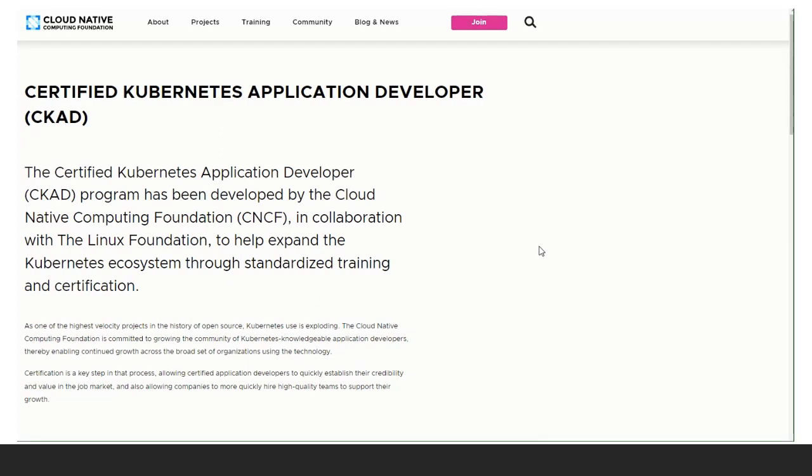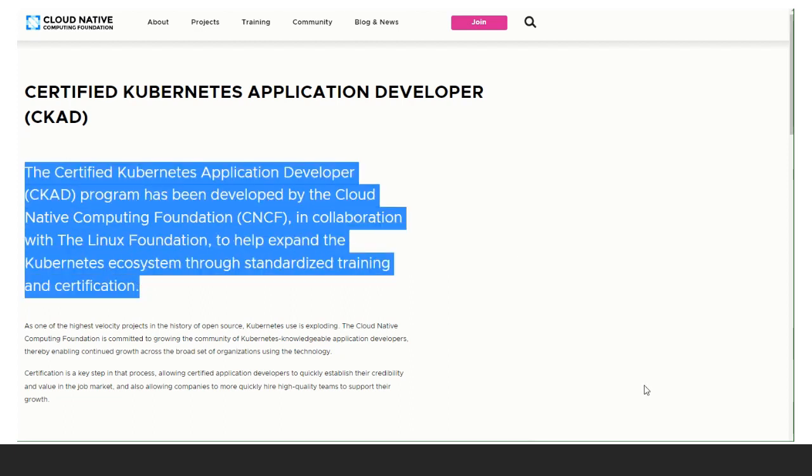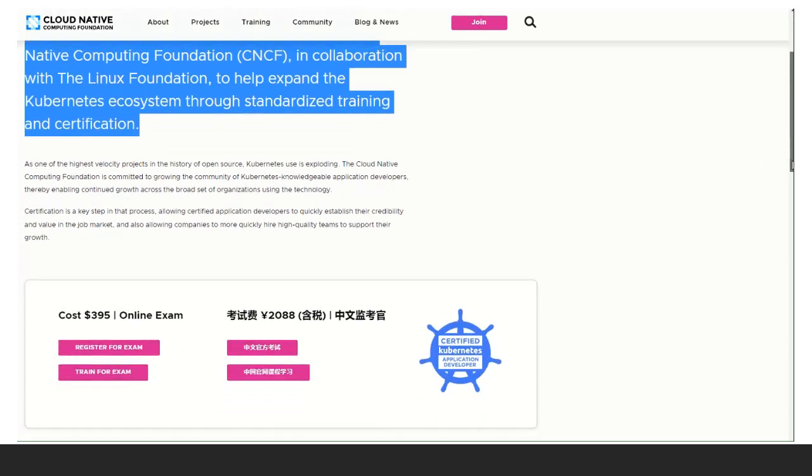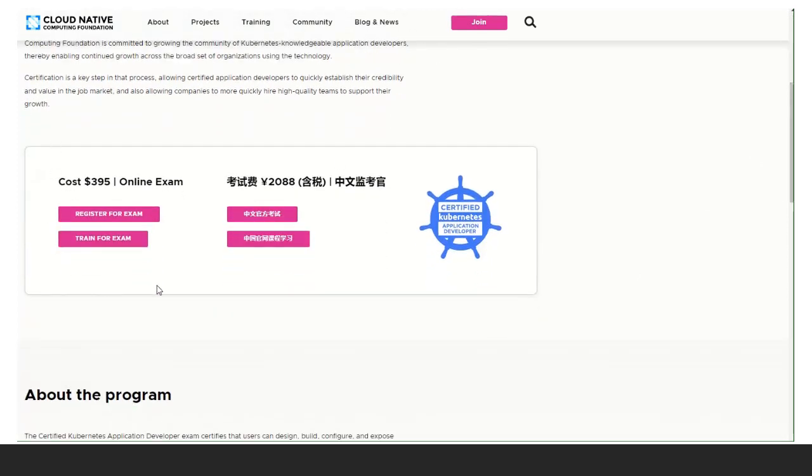Let's take a quick look at the CNCF webpage for CKAD. This is how CKAD is defined on the CNCF webpage. If you go down further, you'll find the information about registering for the exam and how to train for the exam. The cost right now is $395, but if you hunt for coupons when you are serious about registering for the exam, I'm sure you would be able to find a cost much cheaper than this. Also note that the cost includes a free retake of the exam in case you can't clear it in the first attempt.